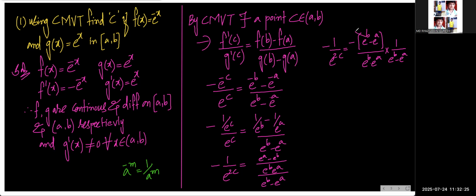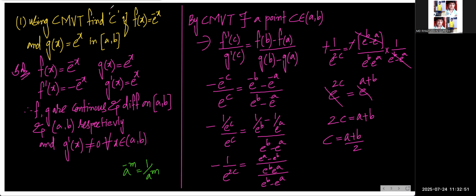What happened here? This one and this one cancel. Minus and minus cancel. Whatever answer we are getting, that also we take reciprocal. E power 2c is equal to e power, bases are equal, both should be added, a plus b. E and e also cancel. 2c is equal to a plus b. Then we say that c value is equal to a plus b by 2. This is a geometric mean.